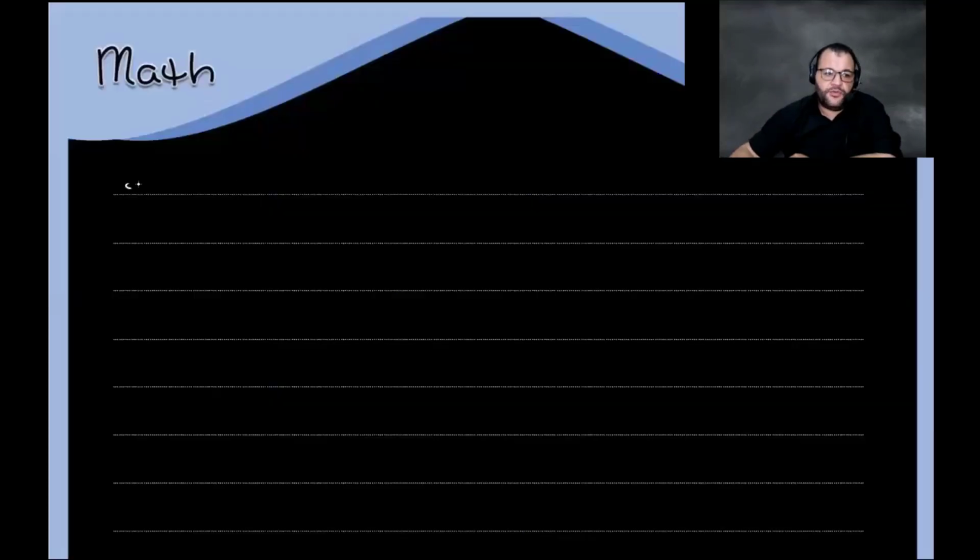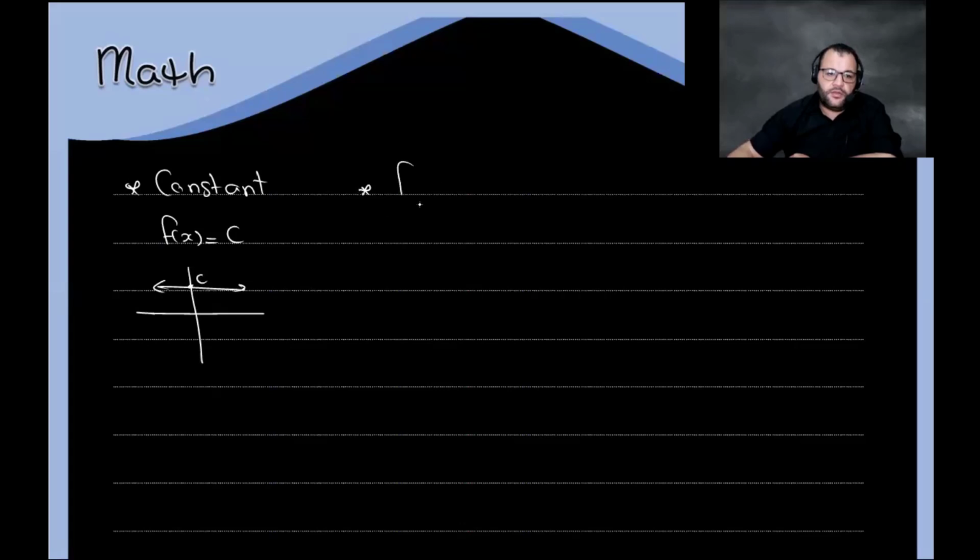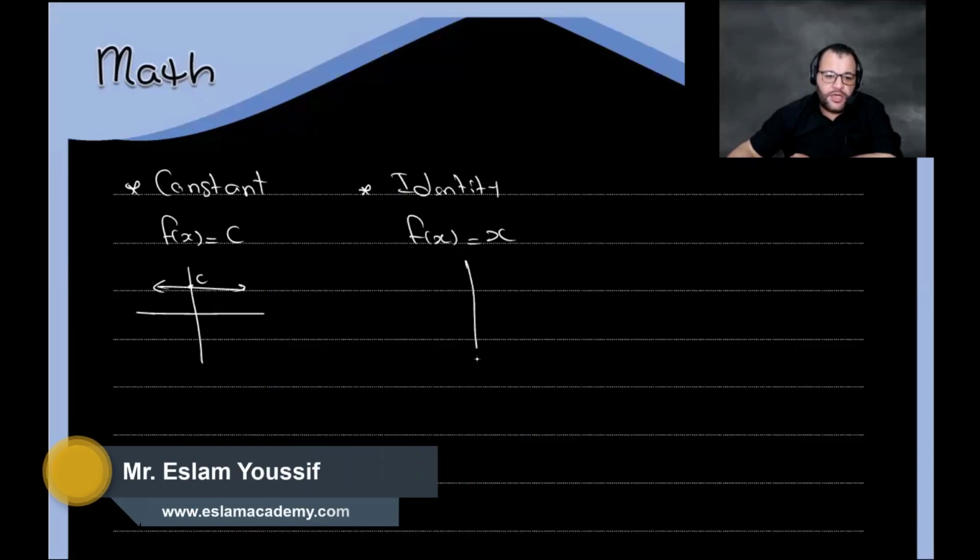The first type is defined by the constant, which is f of x equals c. It's represented by a line parallel to x that intersects y at the point c. The second, identity function or linear function, is defined by f of x equals x, and it's represented by a line passing through the origin point.